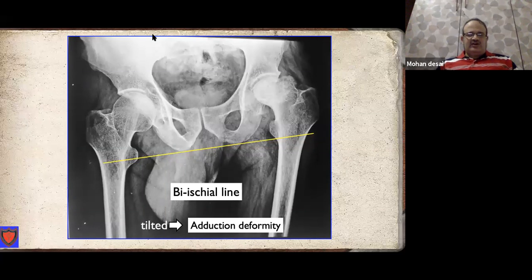Then you draw a line which is the biaxial line. Now on the affected side, if this is at a higher level, that suggests there is an adduction deformity. If the pelvis appears like an inlet view, then there is a flexion deformity. Then you also see the distance from the tip of the coccyx to the symphysis, and you see if it is normal or excessive. That will tell you whether there is a pelvic tilt or not. So all these need to be studied in the X-ray.